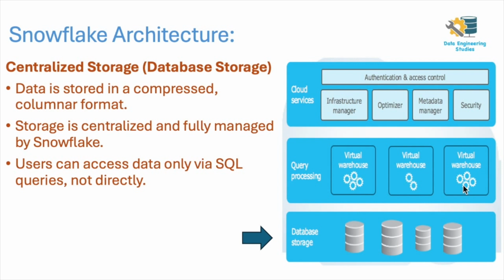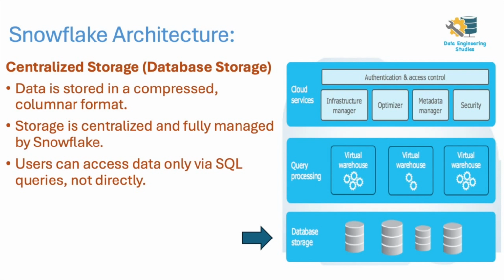First, let's see the centralized storage layer. When data comes inside the Snowflake environment, Snowflake reorganizes the data into an optimized, compressed, and columnar format. In Snowflake, data is stored in micropartitions. Micropartitions are Snowflake's proprietary method of storing the data in columnar format. The data objects created by Snowflake are not directly visible or accessible by the users. The user can access the data only by running queries from Snowflake. The storage is centralized and fully managed by Snowflake.